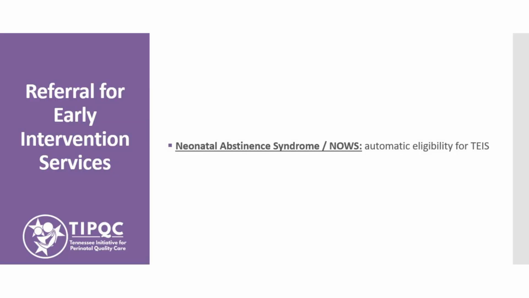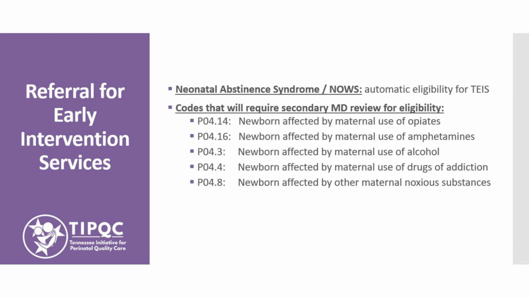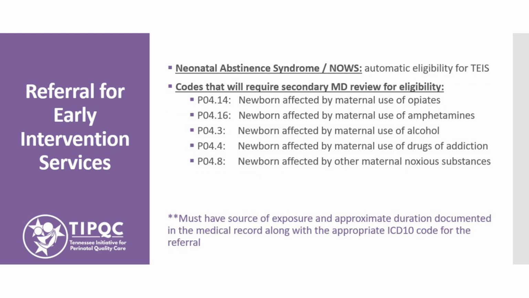So when you're making the TEIS referral, remember that NAS and NOWS are an automatic eligibility for TEIS services. So sending in that diagnosis code is going to automatically make that baby eligible for services. Opioid exposure is incredibly important; it's important that these babies are also considered for services, but that requires a secondary MD review. So it's important that you use the correct P code for classification of what the baby was exposed to. You want to include the source of exposure and the approximate duration, and that can be really helpful for the secondary MD review so that these babies get appropriate services.